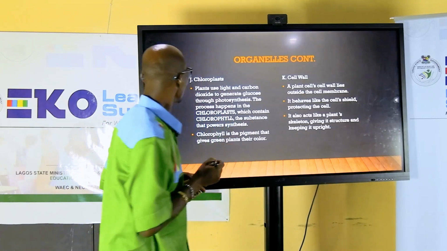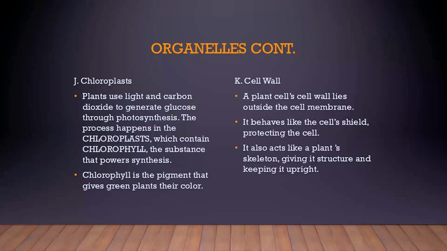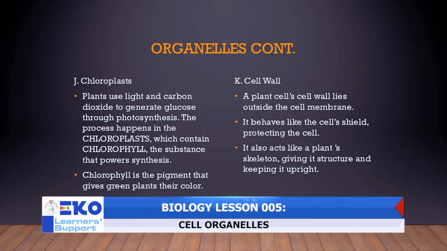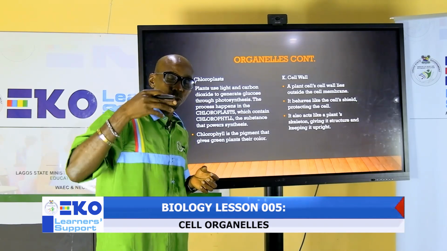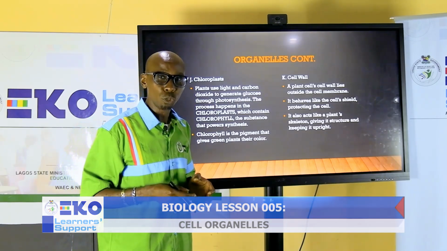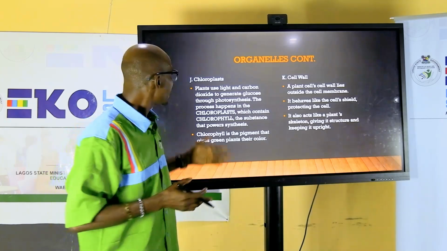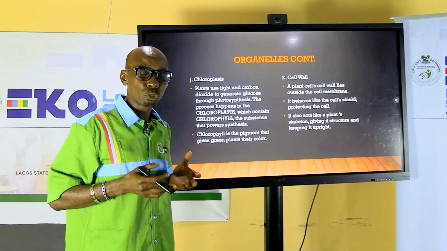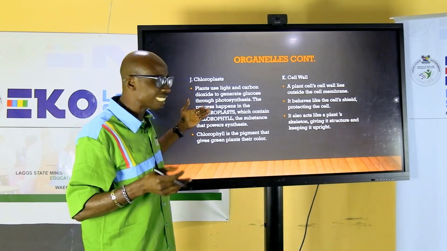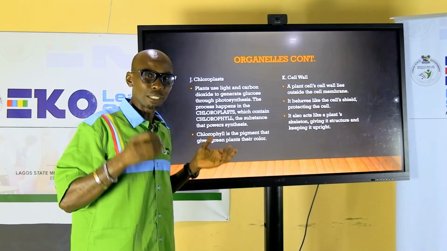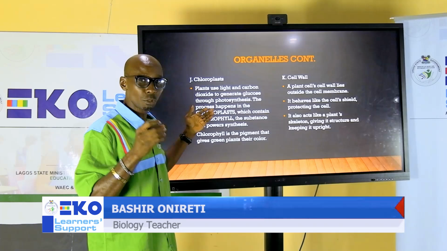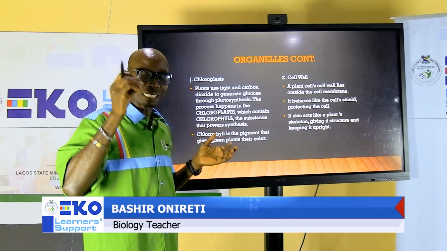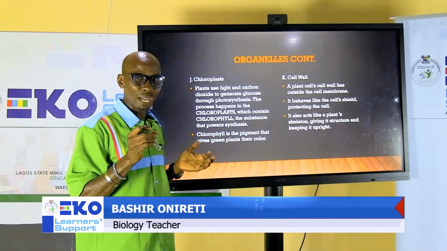The next one is chloroplast. Chloroplast is another important organelle, especially for the plant cell. It's only found in plant cells. It is the chloroplast that produces the chlorophyll. Without the chlorophyll, we will not have food. So it is the chloroplast that produces chlorophyll. The chloroplast is the site of manufacture of food for plants. So it's one of the major organelles or structures that every plant must have.